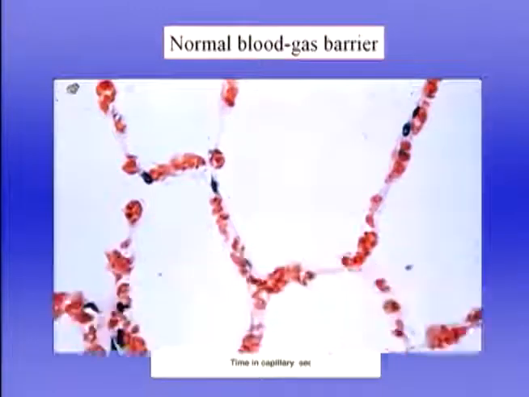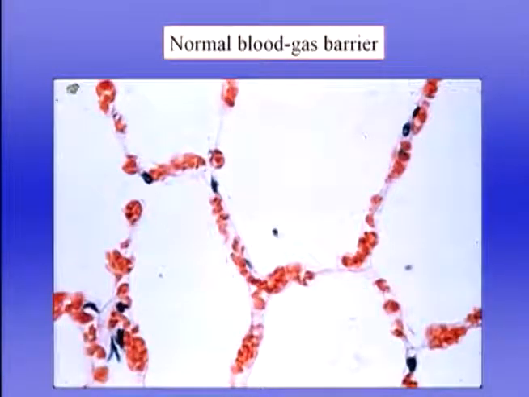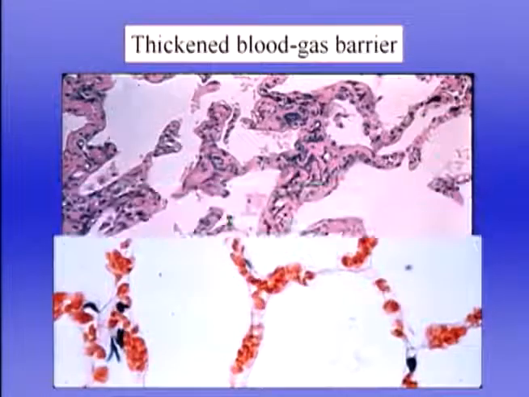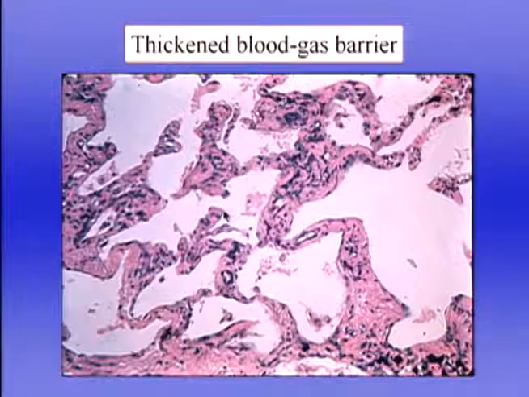Well, let's look first of all at the normal blood-gas barrier. Here's a nice micrograph showing the pulmonary capillaries. We actually can't really see the normal blood-gas barrier. It's between the capillaries here and the alveolar gas. It's really right at the limit of resolution of the light microscope. And look what happens in disease, for example, diffuse interstitial pulmonary fibrosis. We get gross thickening of the blood-gas barrier. Obviously, the diffusion of oxygen from the alveolar gas into the capillary is going to be greatly slowed, and so this is a good example of impaired diffusion.